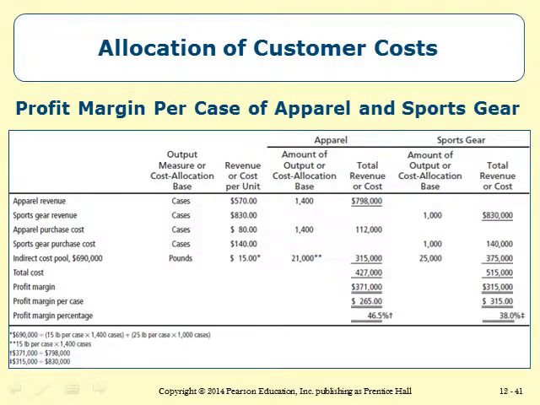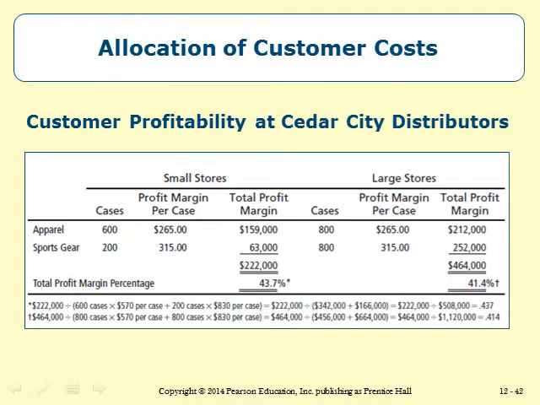And so here we see the profit margin per case for each product. And so here we see customer profitability is based solely on the product mix ordered by a particular customer.